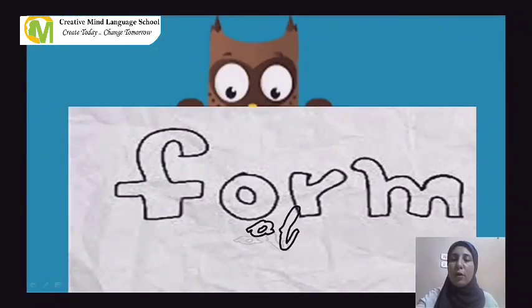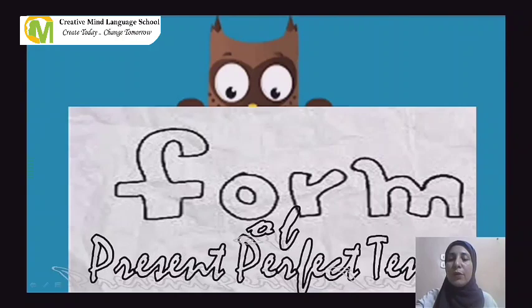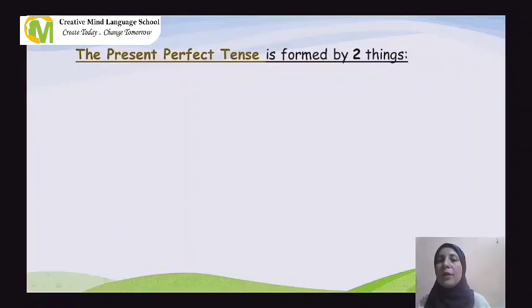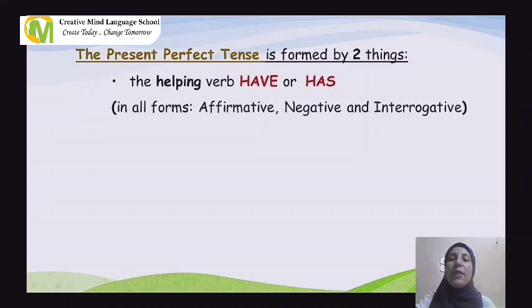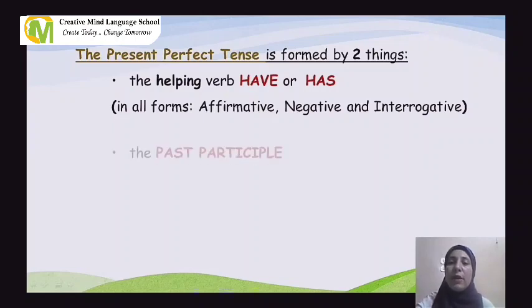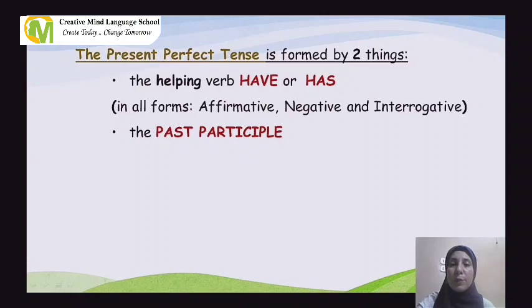Can you guess what is the form of the present perfect tense? Let's see together. Form of present perfect tense. The present perfect tense is formed by two things. The first thing is the helping verb, have or has, in all forms, affirmative, negative, and interrogative. The second thing is the past participle.